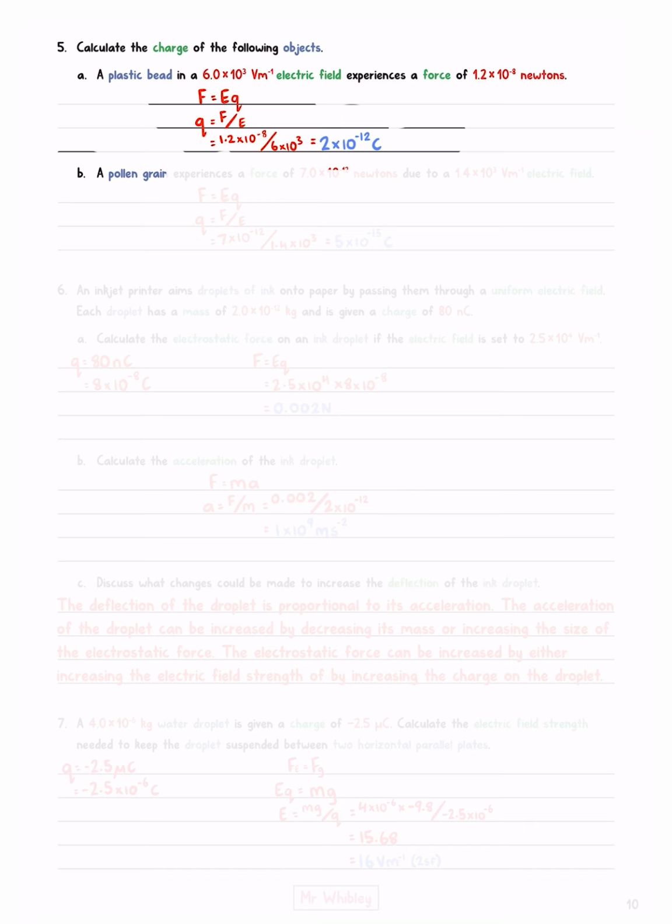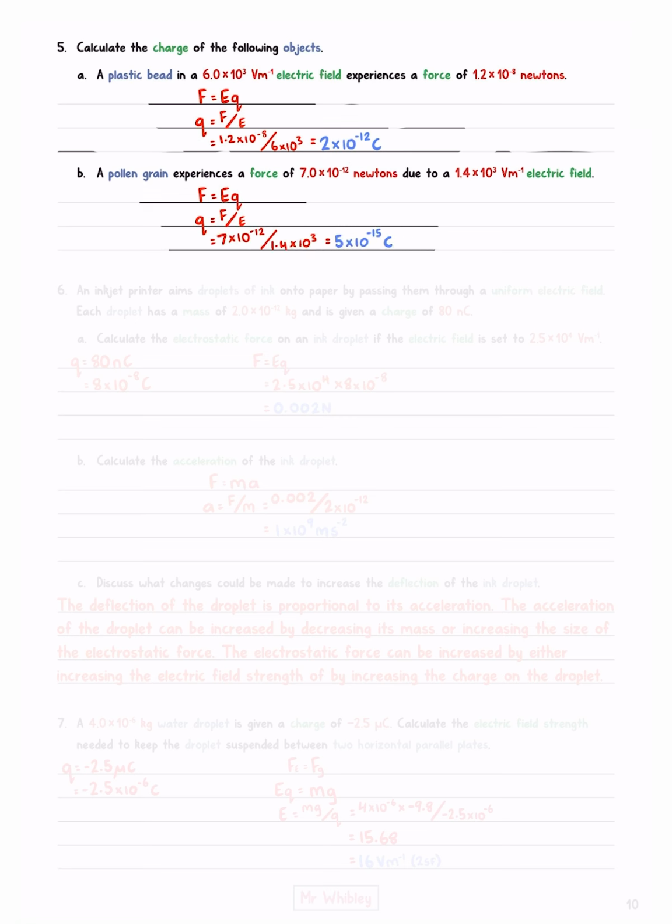A pollen grain experiences a force of 7 times 10 to the minus 12 newtons due to a 1.4 times 10 to the 3 volts per meter electric field. Starting again with our force equation, once again solving it for charge, putting in our force and our electric field, gives us 5 times 10 to the minus 15 coulombs.